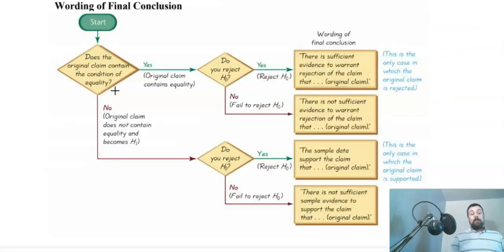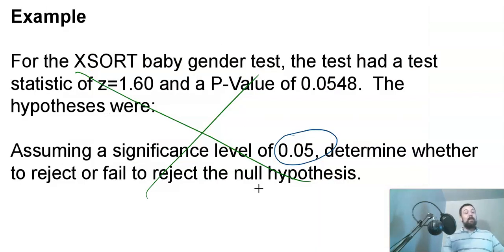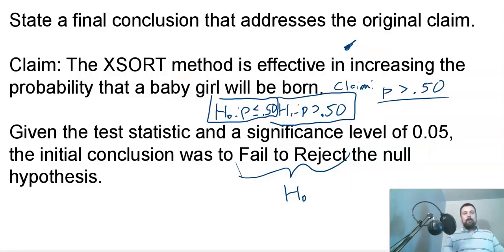So following this flow chart, this decision tree: does the original claim contain equality? No. So we go this way. Right? And so notice here it says the original claim does not contain equality and becomes the alternative. That's exactly what happened in this example. Do we reject the null hypothesis? Well, we're told we failed to reject, but I'm like, oh, what did I do there? I went the wrong direction.